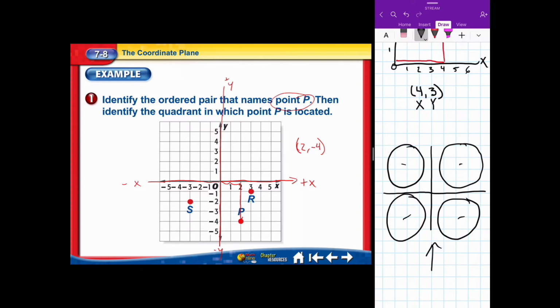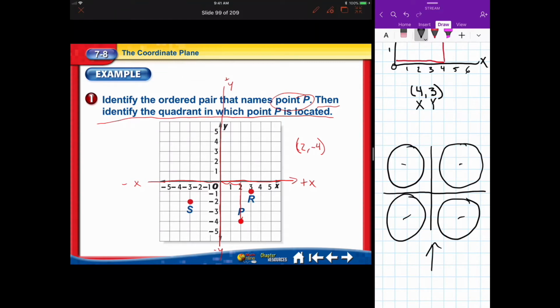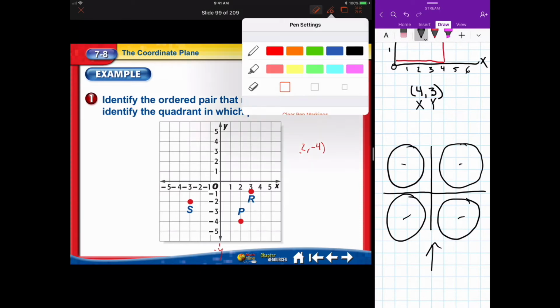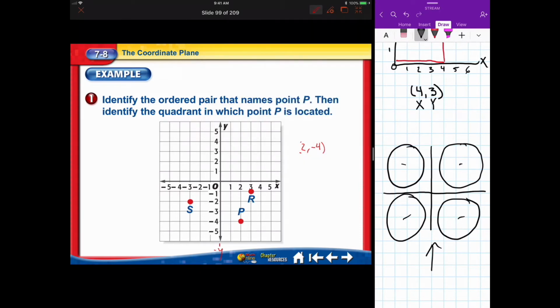Now that's the first part of this question: identify the ordered pair that names point P. That's part 1. There are 2 parts to this. The second part says, then identify the quadrant in which it is located. So there are quadrants here. What I'm going to do is erase this really quick, just so I can go over the next part. Now there are quadrants. So I've written down my ordered pair, but now I have to figure out the quadrants.